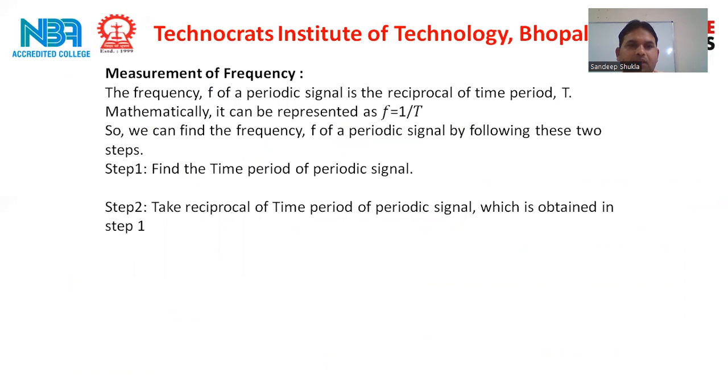You can see here, the frequency of a periodic signal is the reciprocal of the time period. So if you can get the time period, then you can find the frequency by using this formula: F = 1/T. So to measure the frequency, you can follow two steps. Step one is to find the time period of the periodic signal, and second is to get the reciprocal of the time period, which will be the frequency of that signal.